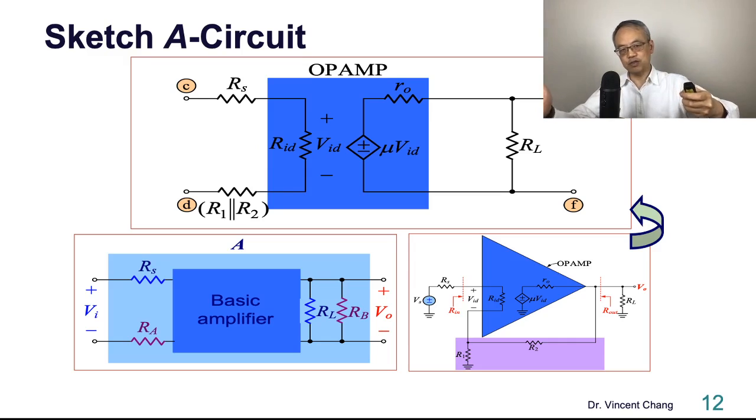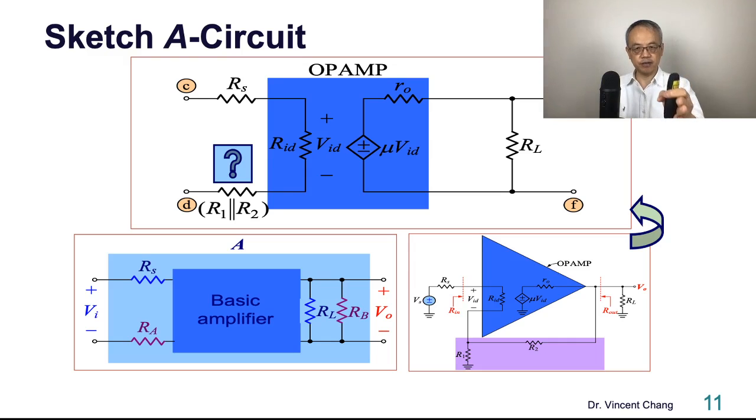Am I going too fast? Let's go back. Let me ask you, let's stop for a moment, okay? Why the parallel combination of R1 and R2? Why?